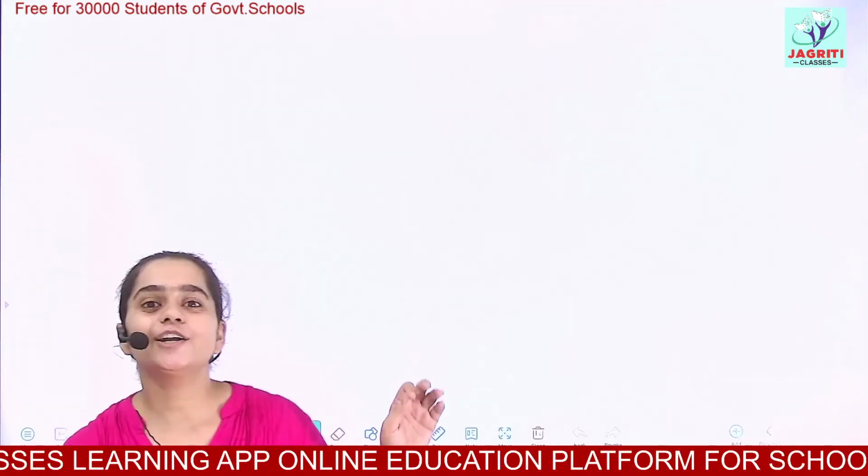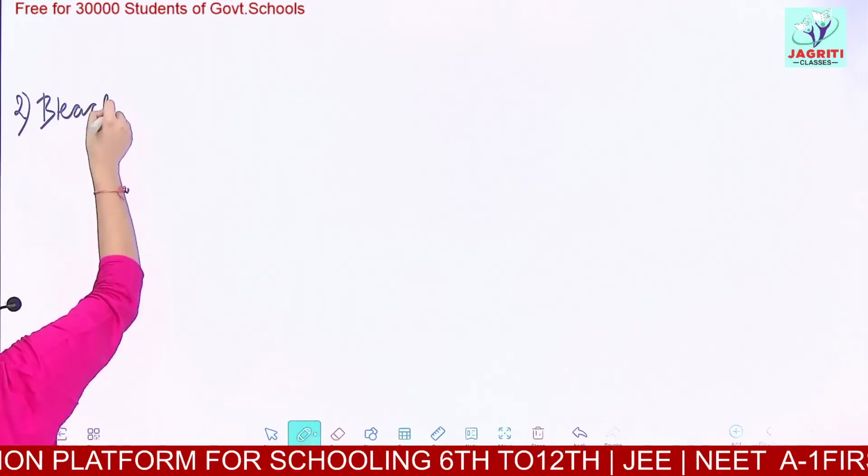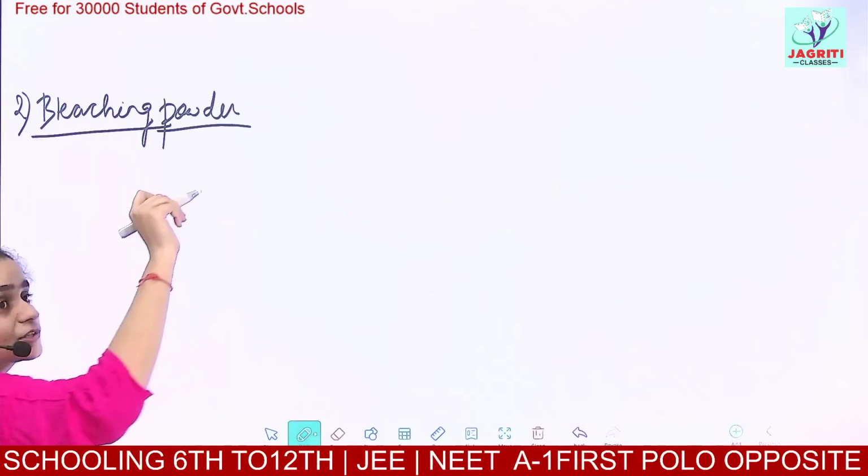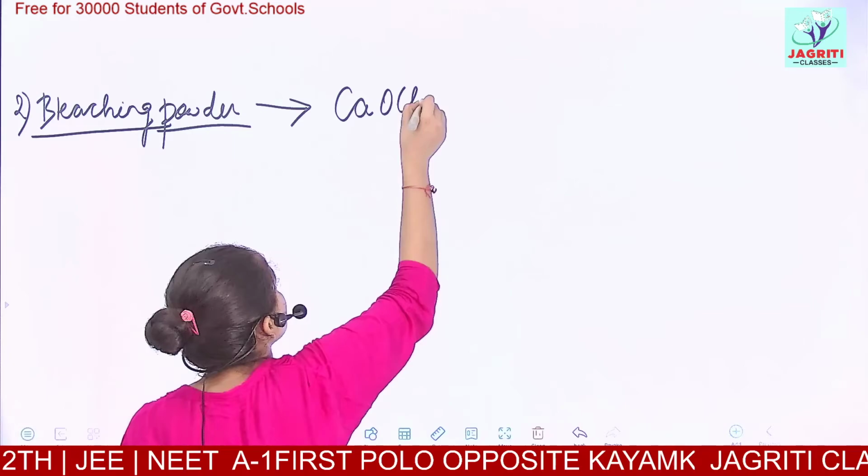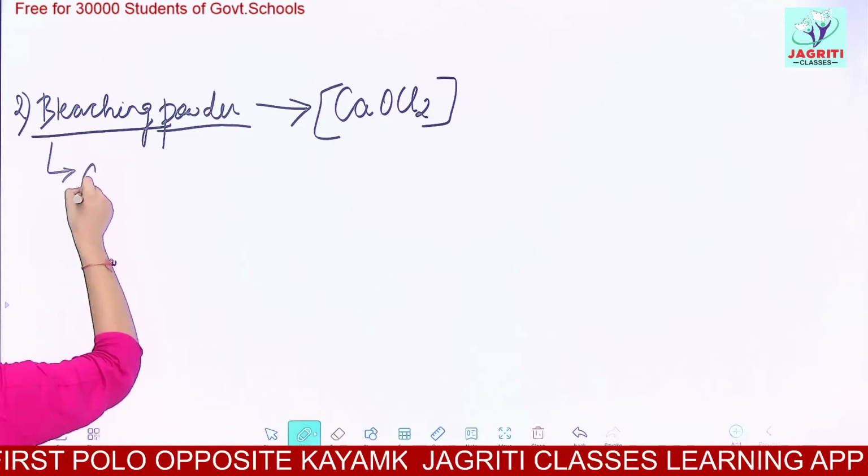Now what is given is the use of bleaching powder. So now the second thing we are studying is bleaching powder. This is the common name of the chemical. So what is its IUPAC name? Its IUPAC name is calcium oxychloride. CaOCl2 is the formula of bleaching powder, and the name is calcium oxychloride.